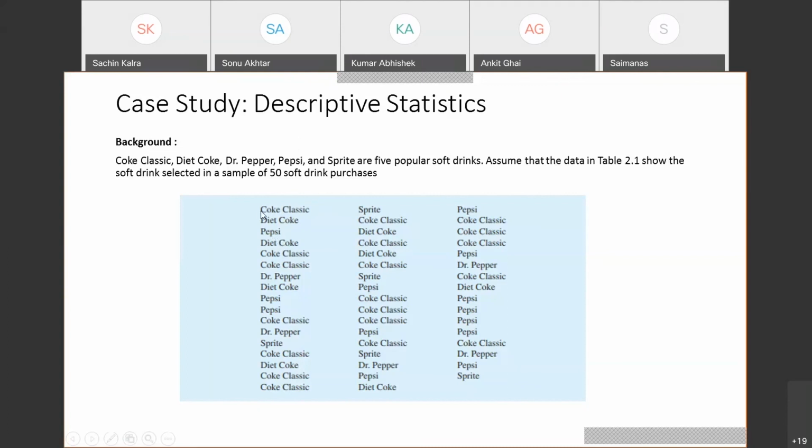Let's suppose this is a recorded response from 50 soft drink purchases. Now this is from the point of sale data. Let's suppose it's a very layman data here. No date is there, no customer name is there. It's just a simple attribute. What did the 50 customers purchase? Who purchased the soft drink? What soft drink did they purchase?